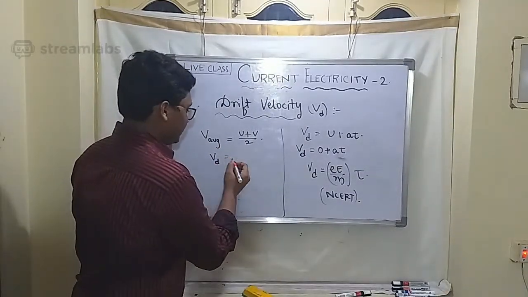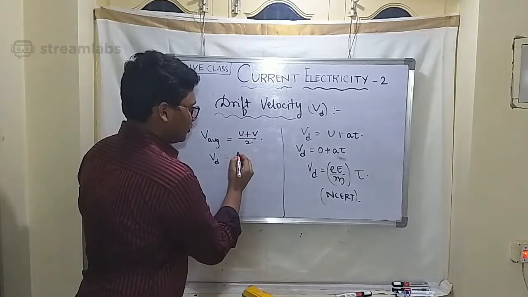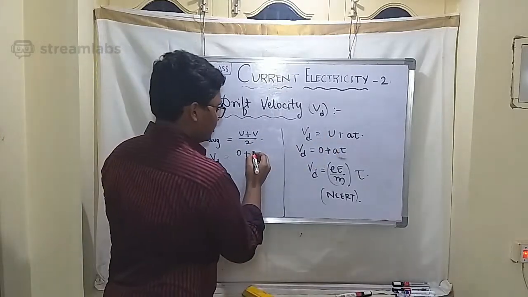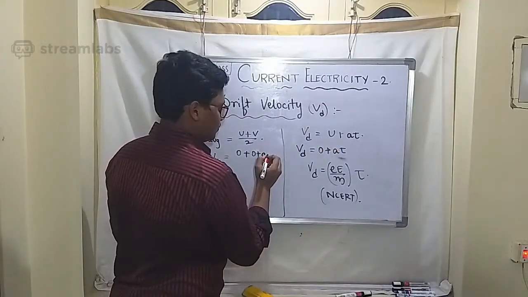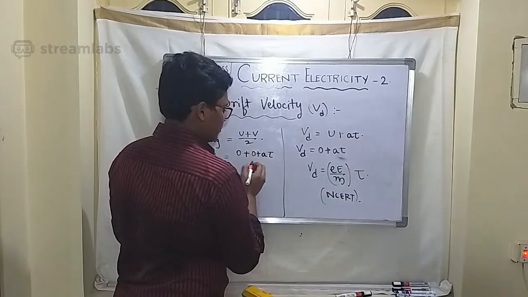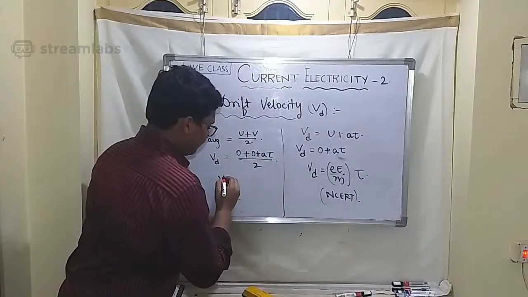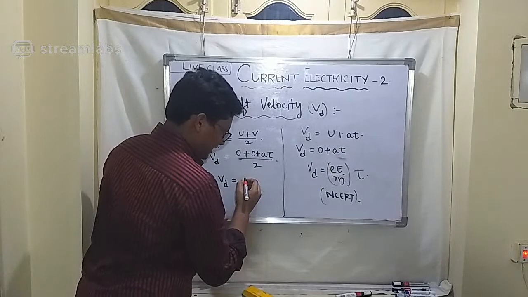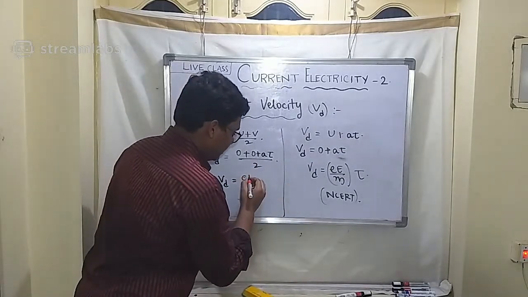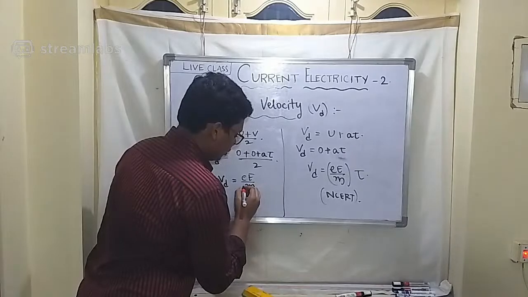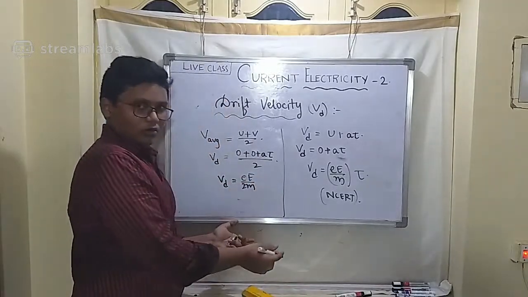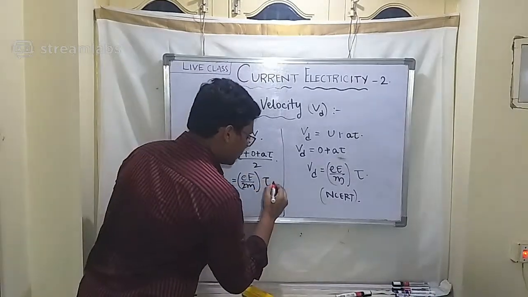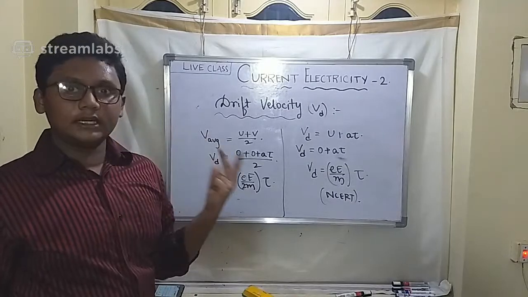Then Vd is equal to (u plus v) by 2, where u is 0 and v is u plus a tau, so that is 0 plus a tau, by 2. Then Vd is equal to a tau by 2, where a is equal to eE by m. So we get eE by 2m into tau, which is the drift velocity.